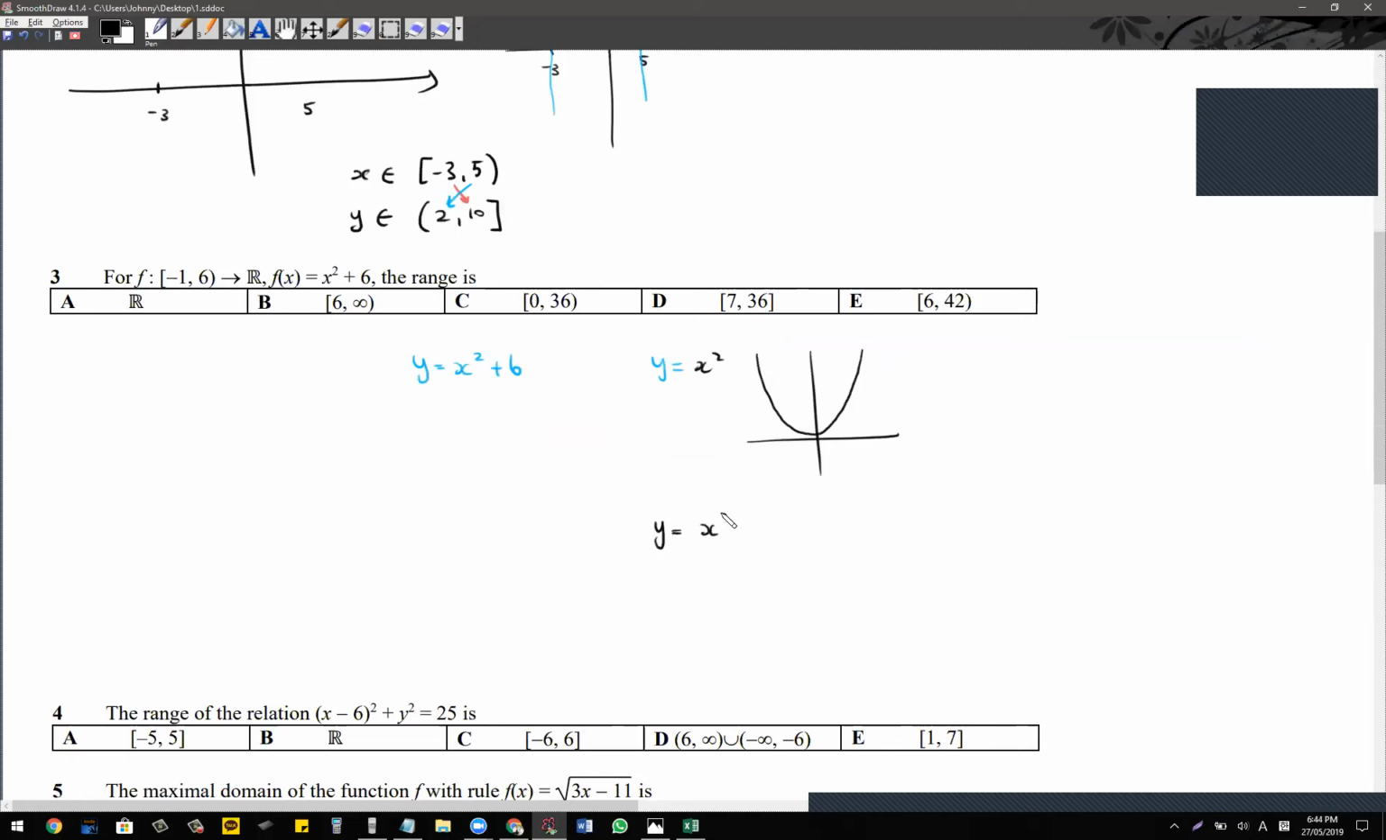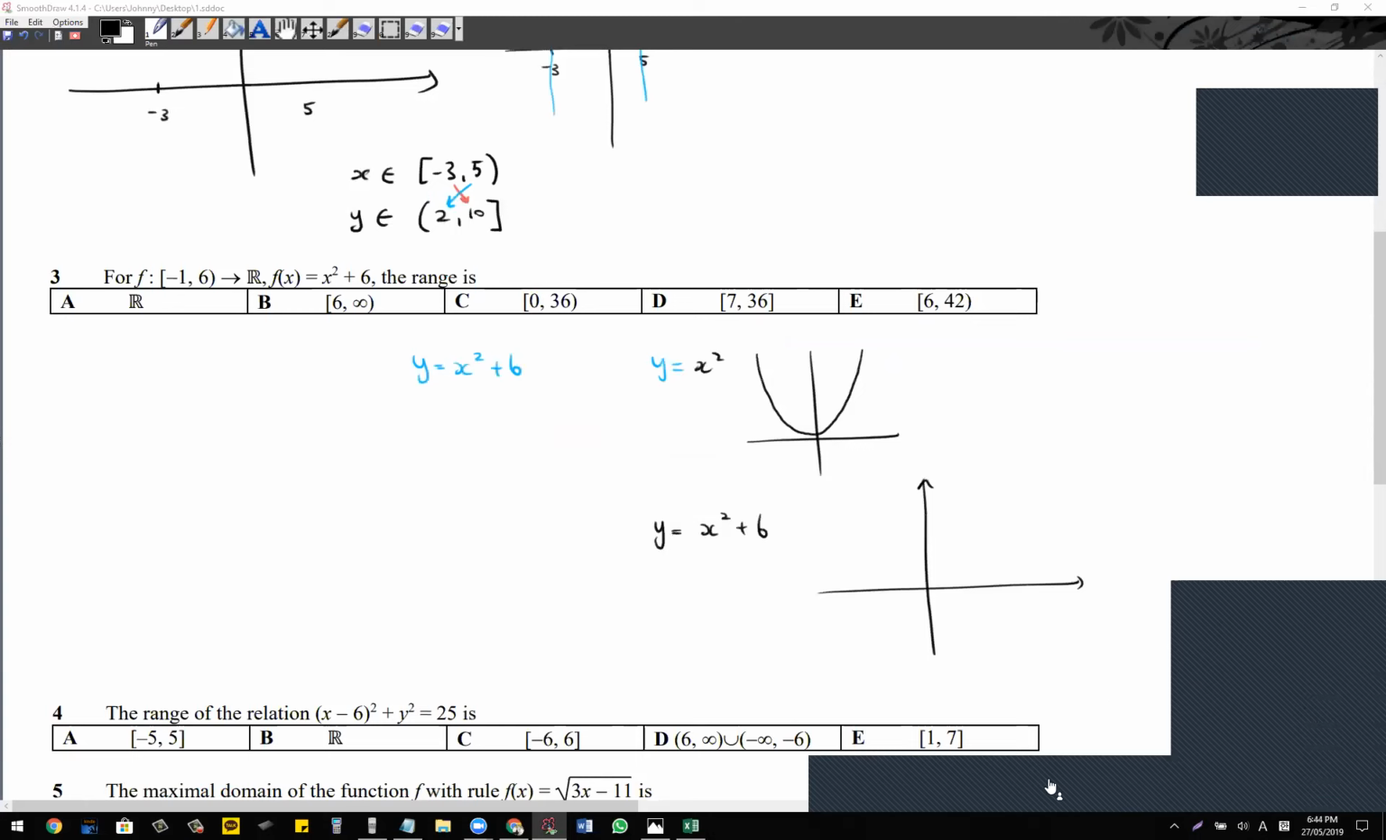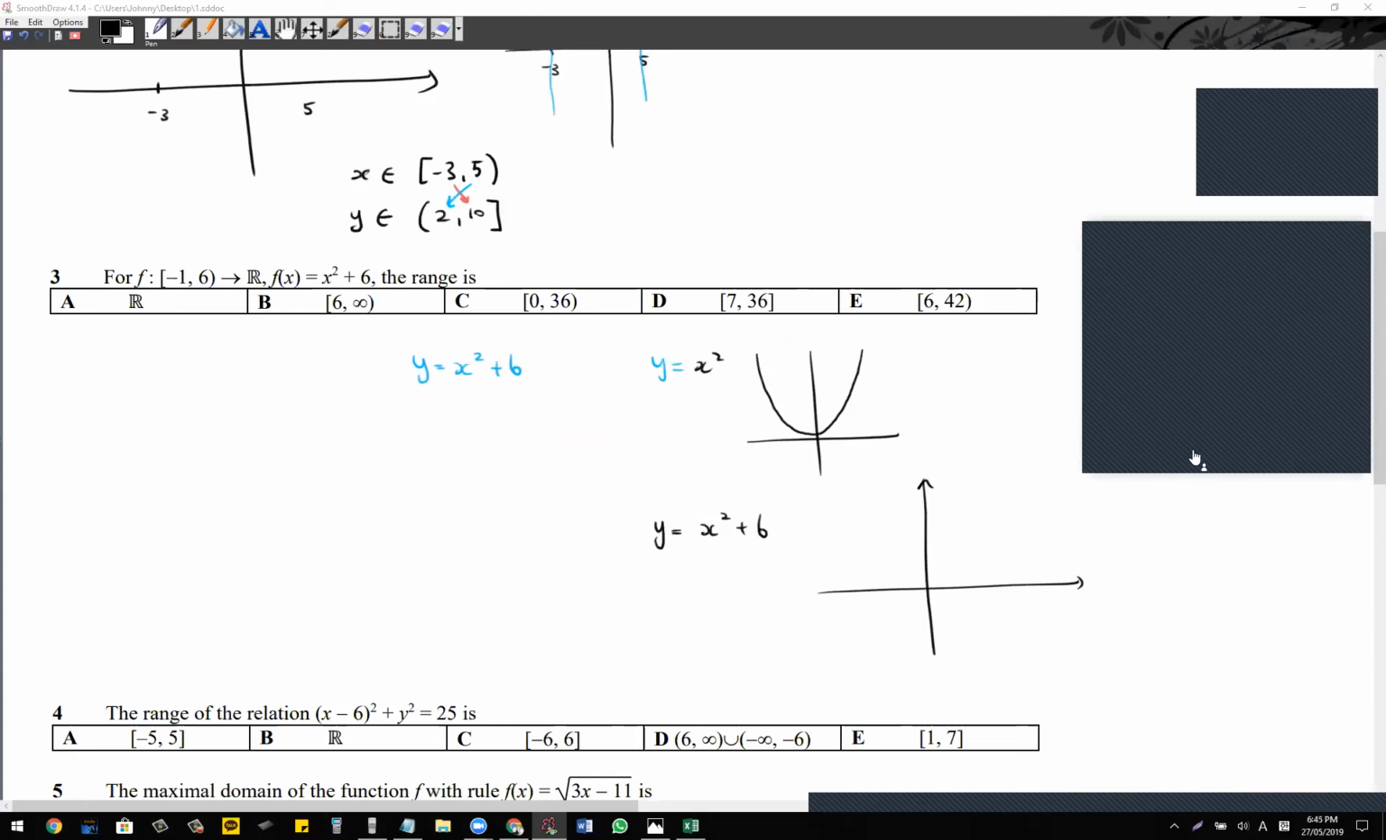Can anyone tell me what this one looks like? Valerie? Maybe Valerie knows? Are you there? Sorry, I was muted. Yeah. Literally no idea. Sorry. Okay. Nepo?